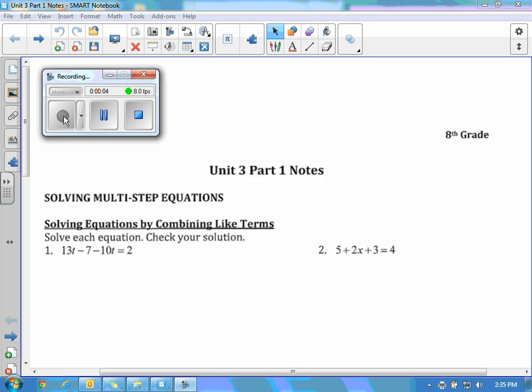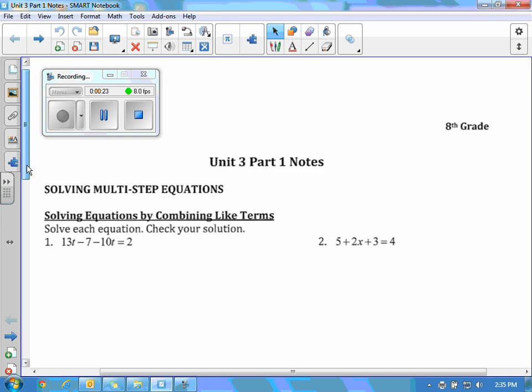In Unit 3, Part 1, we'll be talking about solving multi-step equations. At the end of Unit 2, Part 3 was about solving one-step and two-step equations. So this part will be all about multi-step equations. As you'll see for pretty much every type of example, there's two examples. I'll do one and then have you do the other.